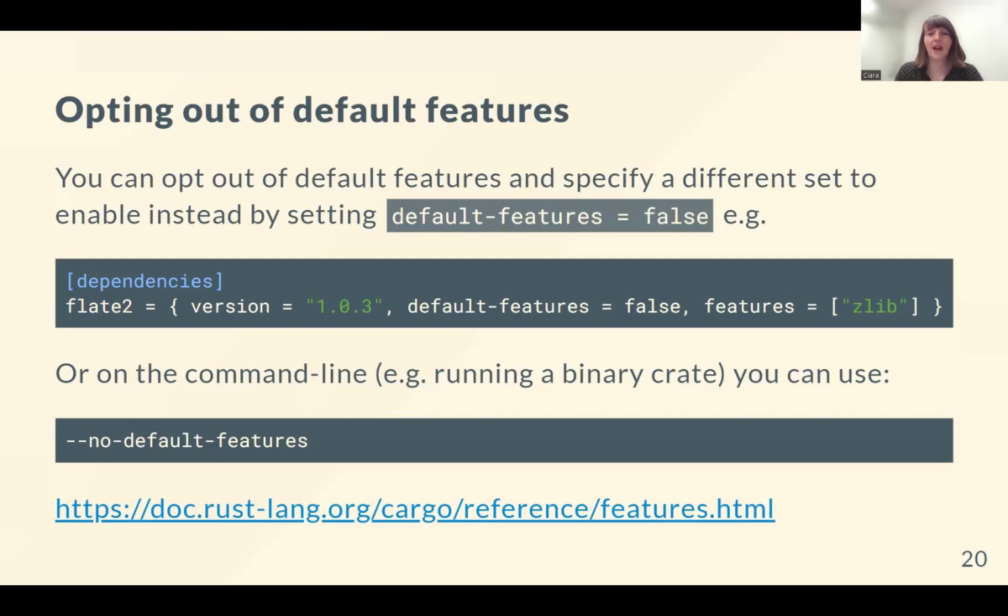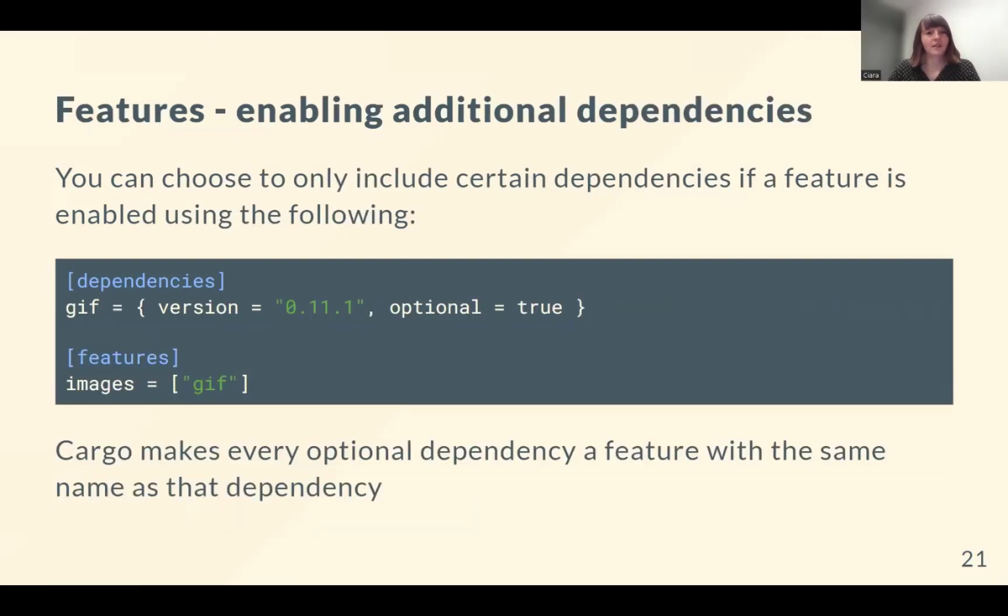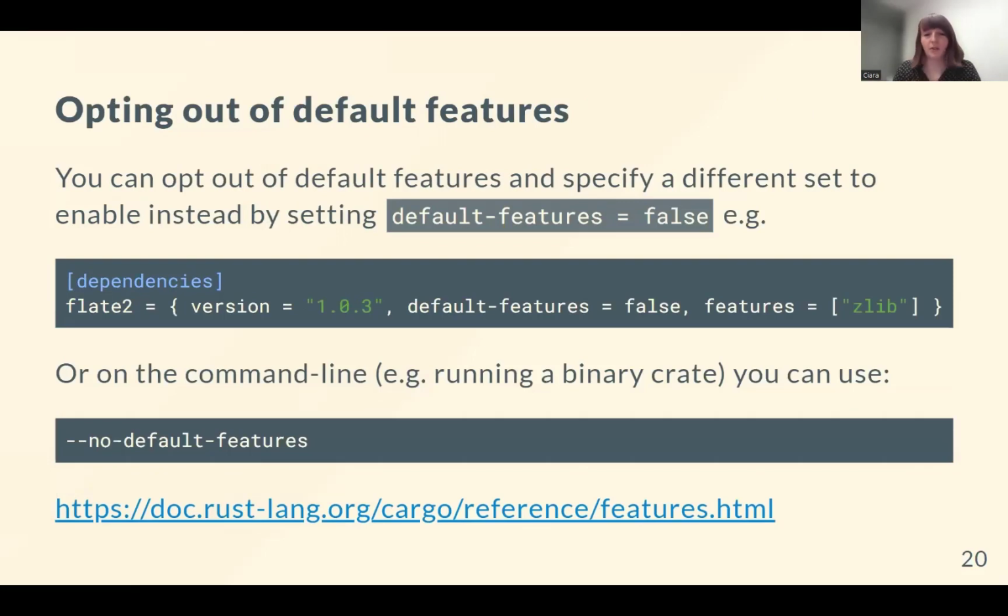And yeah, this is how you would opt out. So you set default-features equals false, and then you can choose to optionally enable some other features. In this case, we've turned off the default features of flate2, but we have turned on specifically the zlib feature. There are also these kinds of feature flags for binary crates. If you're running it, you would use --no-default-features. Or actually, even when you're doing it for lib crates, you could do that.